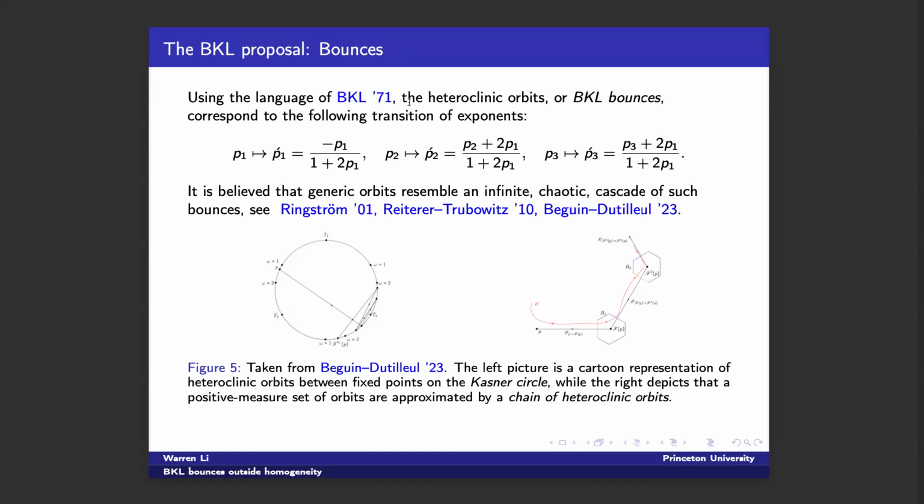Okay. Now this diagram is getting way too messy, so I won't refer to that anymore. But here's another picture. I'm just saying that here's a cascade of such bounces, and here's this generic orbit. There are some partial results in this direction, although there's still a lot that is interesting.